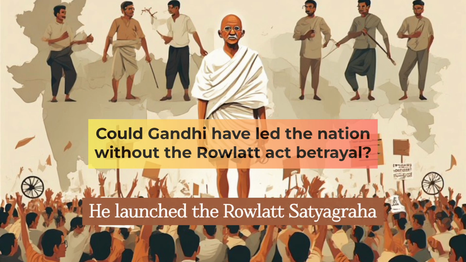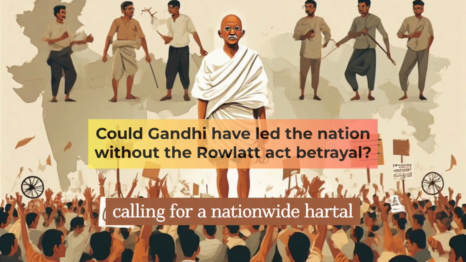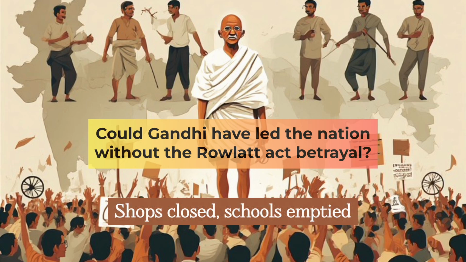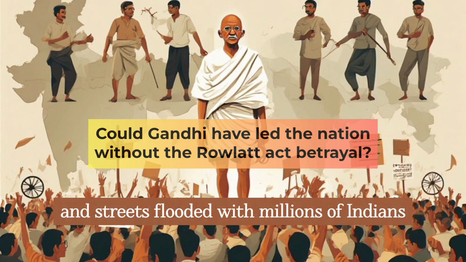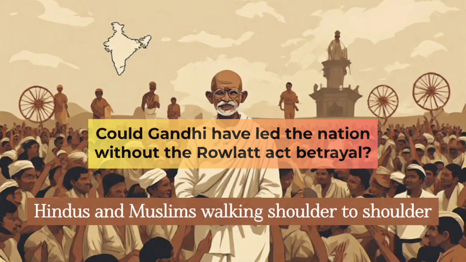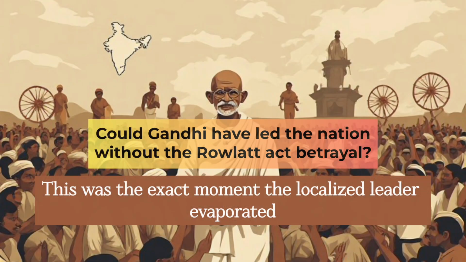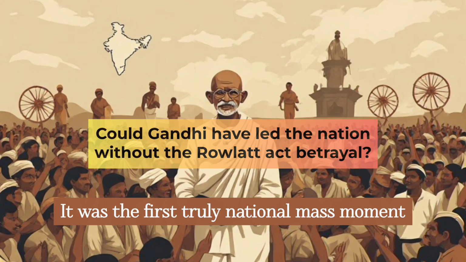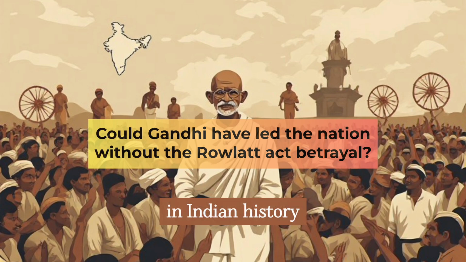He launched the Rowlatt Satyagraha, calling for a nationwide hartal, that is a strike, on April 6, 1919. Shops closed, schools emptied, and streets flooded with millions of Indians, Hindus and Muslims walking shoulder to shoulder. This was the exact moment the localized leader evaporated and the All India Mahatma was born. It was the first truly national mass movement in Indian history.